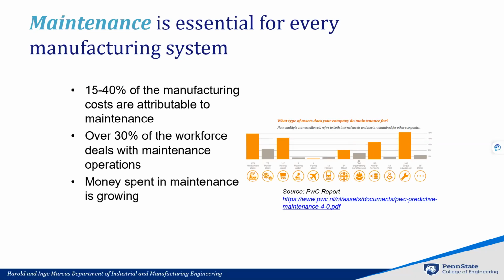So the pop quiz that Amy had indicated that typically manufacturing companies expense about 15 to 40% of their costs are attributable to maintenance. And of course, this varies across sectors, as you can see in this pretty busy chart. There are all kinds of maintenance costs ranging from transportation, mission critical infrastructure, and we are talking primarily about discrete manufacturing in the present context. In addition, over 30% of the workforce deals with maintenance in some form.